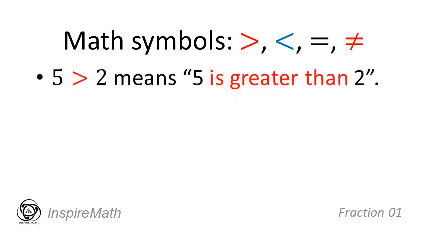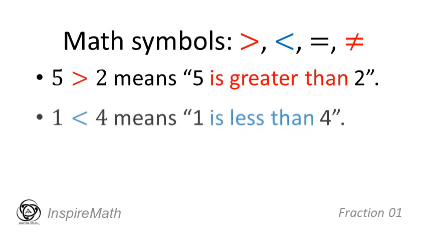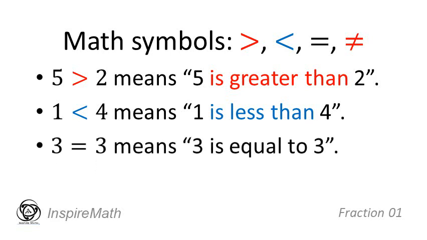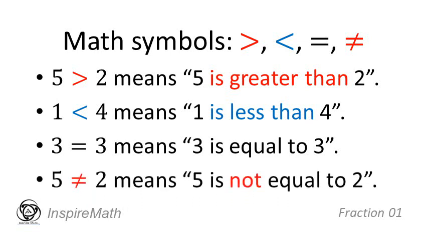5, left opening symbol, 2, means 5 is greater than 2. 1, right opening, 4, means 1 is less than 4. And 3, with the double minus sign, 3 means 3 is equal to 3. And 5, with the slash on the equal sign, 2 means 5 is not equal to 2.